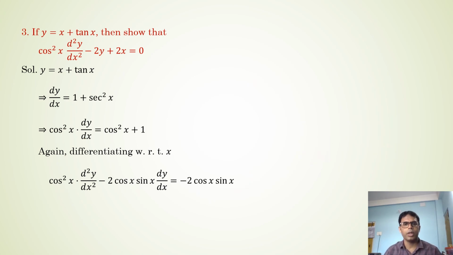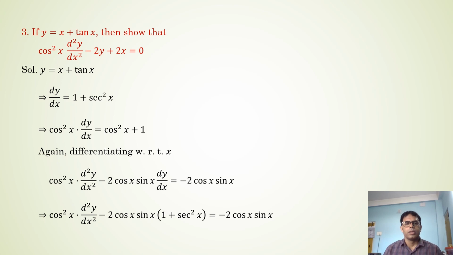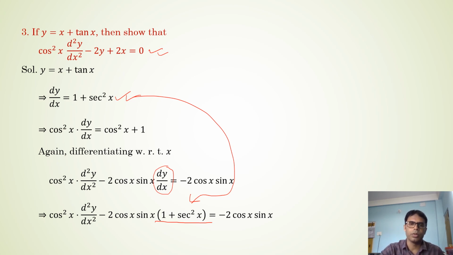Okay, so I am taking dy/dx common now. Sorry, this time you are to replace the value, because in the question you see the dy/dx term is to be replaced. And therefore this dy/dx, you see here, has the value what? The value is equal to 1 plus sec square x, and that is used in this line, from here it is used here. So on the right hand side it is simply minus 2 cos x into sin x.